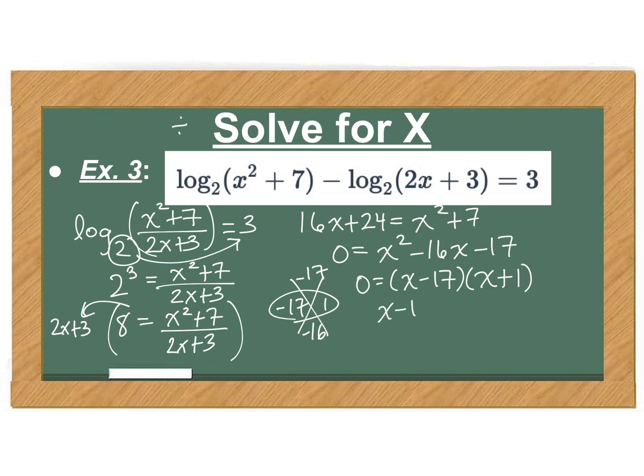Set each of those equal to 0. And x could be 17, x could be negative 1. If I check the negative, again, the first one's going to get squared, so that's okay. And the second one, 2 times negative 1 is negative 2 plus 3 will be 1, and both of those will work.